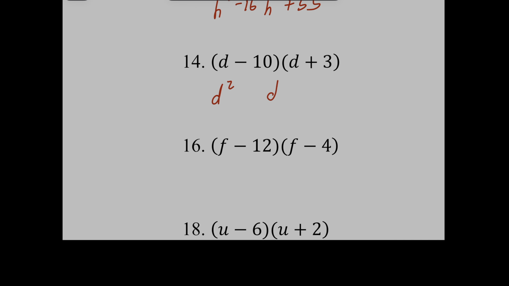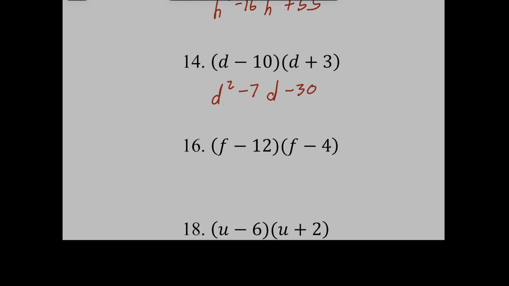Now remember, this only works in the form when it's a letter plus something and the same letter plus or minus something. Okay, so if this becomes like a 5d or something, this trick doesn't work. So it only works in this form, and we'll find that in version C. All right, let me add them. That's going to become a negative 7. Let me multiply them. That's going to become a negative 30.